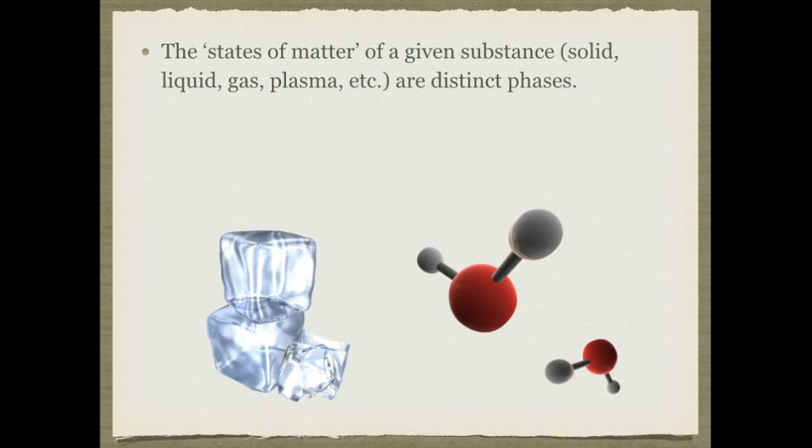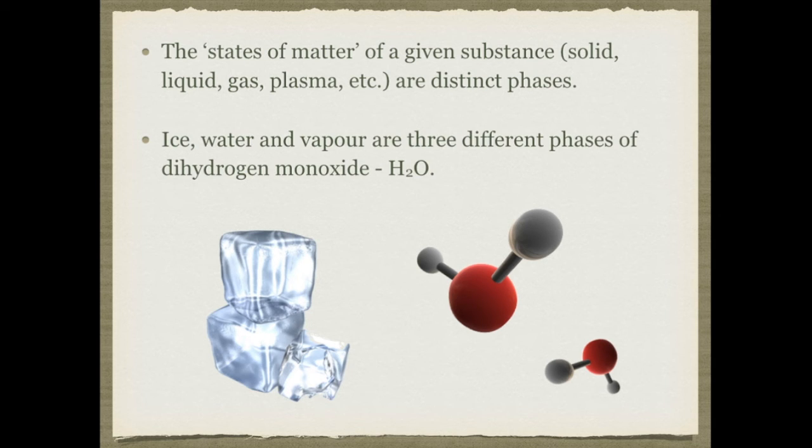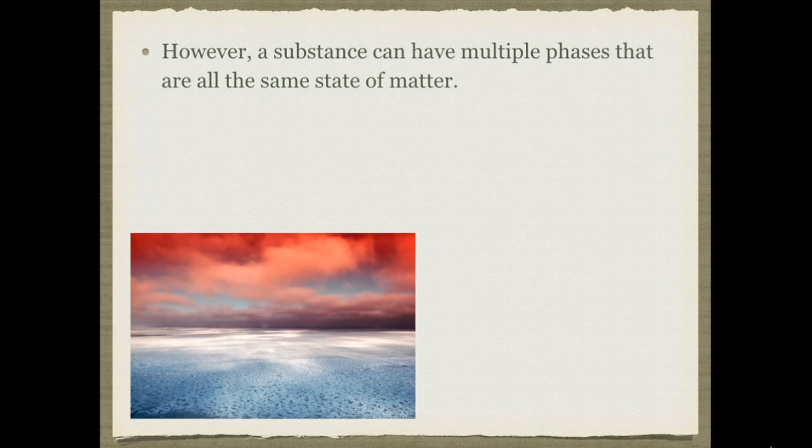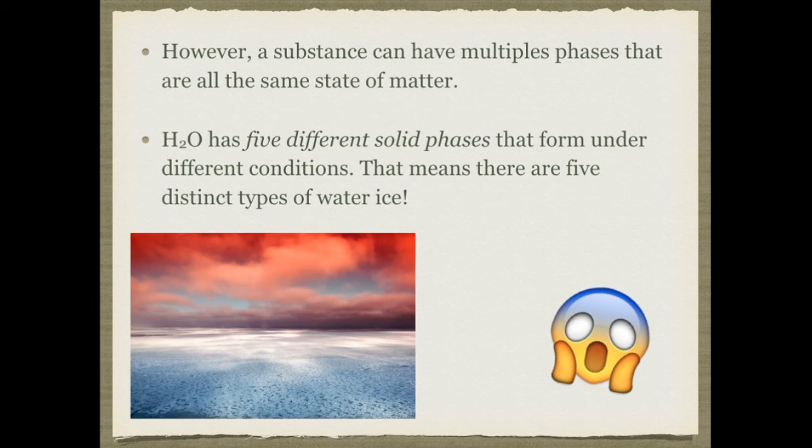To understand a phase diagram, we first should work out what a phase is. You might already know this. In a very broad sense, the different states of matter of a substance are phases. Water, dihydrogen oxide, has three different phases that we know as ice, water, and vapor. There's also plasma that you might know about. They all have the same chemical structure and formula. They're H2O, dihydrogen monoxide. That being said, a given substance can have multiple different phases that are all within the same state. So, for example, water has 5 different phases that are all solids. They all form under different conditions. Another way of saying this is there are 5 different types of ice that all have the formula H2O.